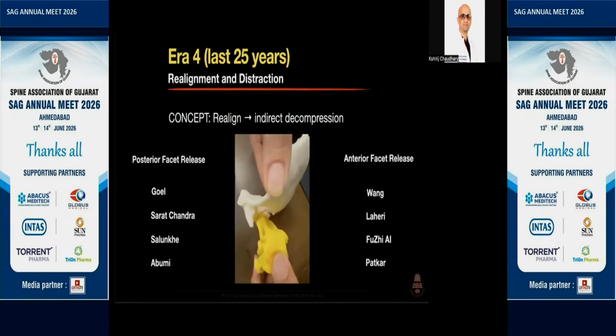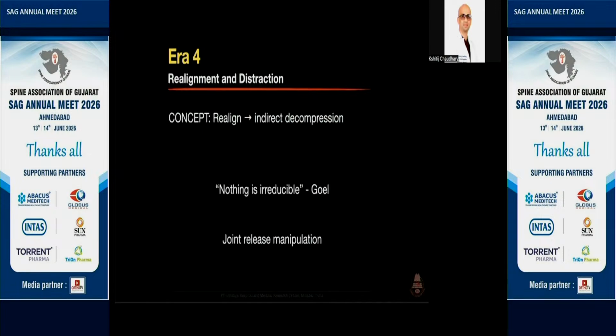But the posterior approach is not the only way. Various surgeons have proposed a facet joint release from the anterior approach. Chow Wong from China and Dr. Lahiri from Mumbai is a big proponent of anterior release, as also Dr. Patkar from Pune. As you can see, the focus has shifted to the facet joints: release them, and align the deformity. As we get better at manipulating the facet joints, most pathologies have become reducible after joint manipulation.